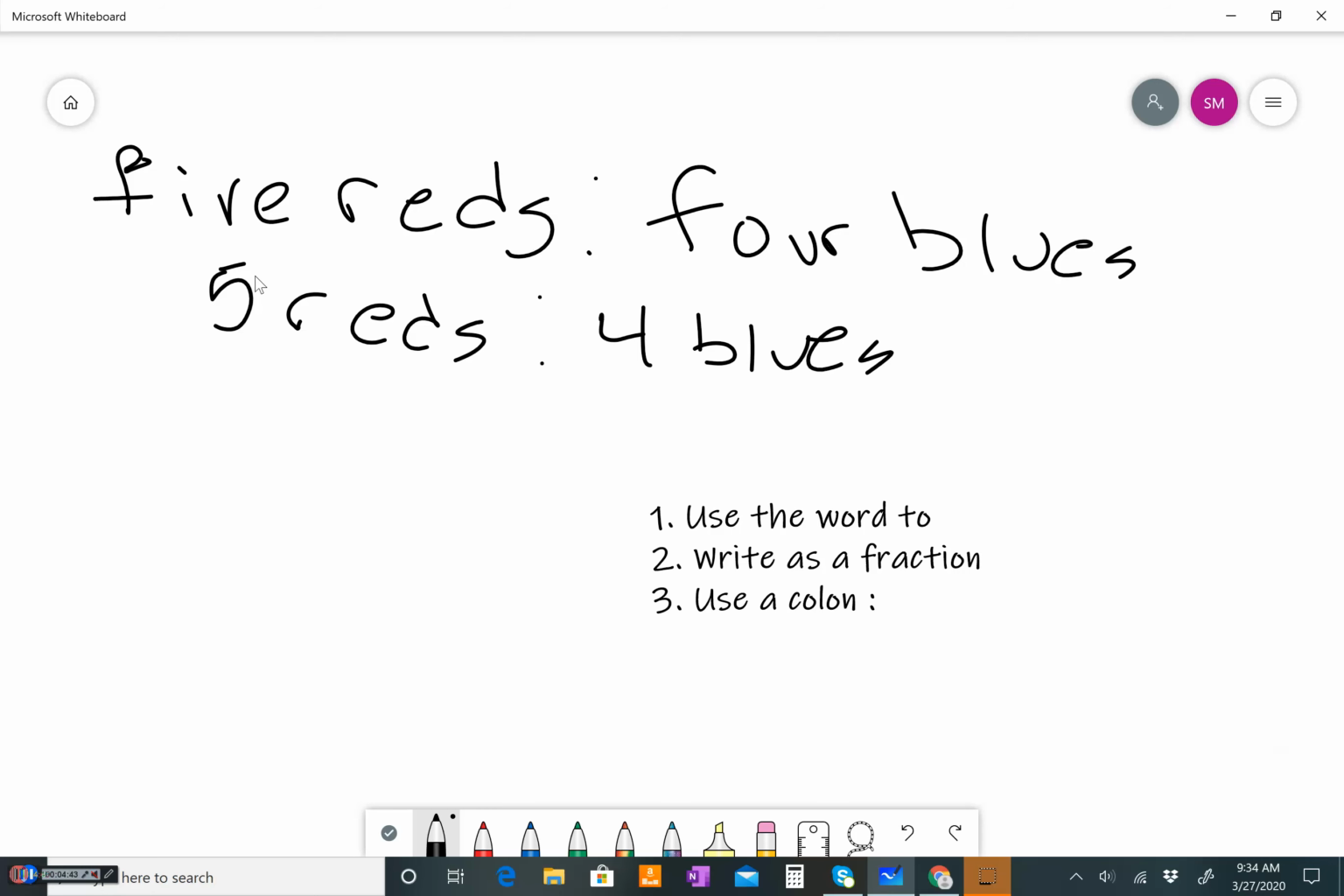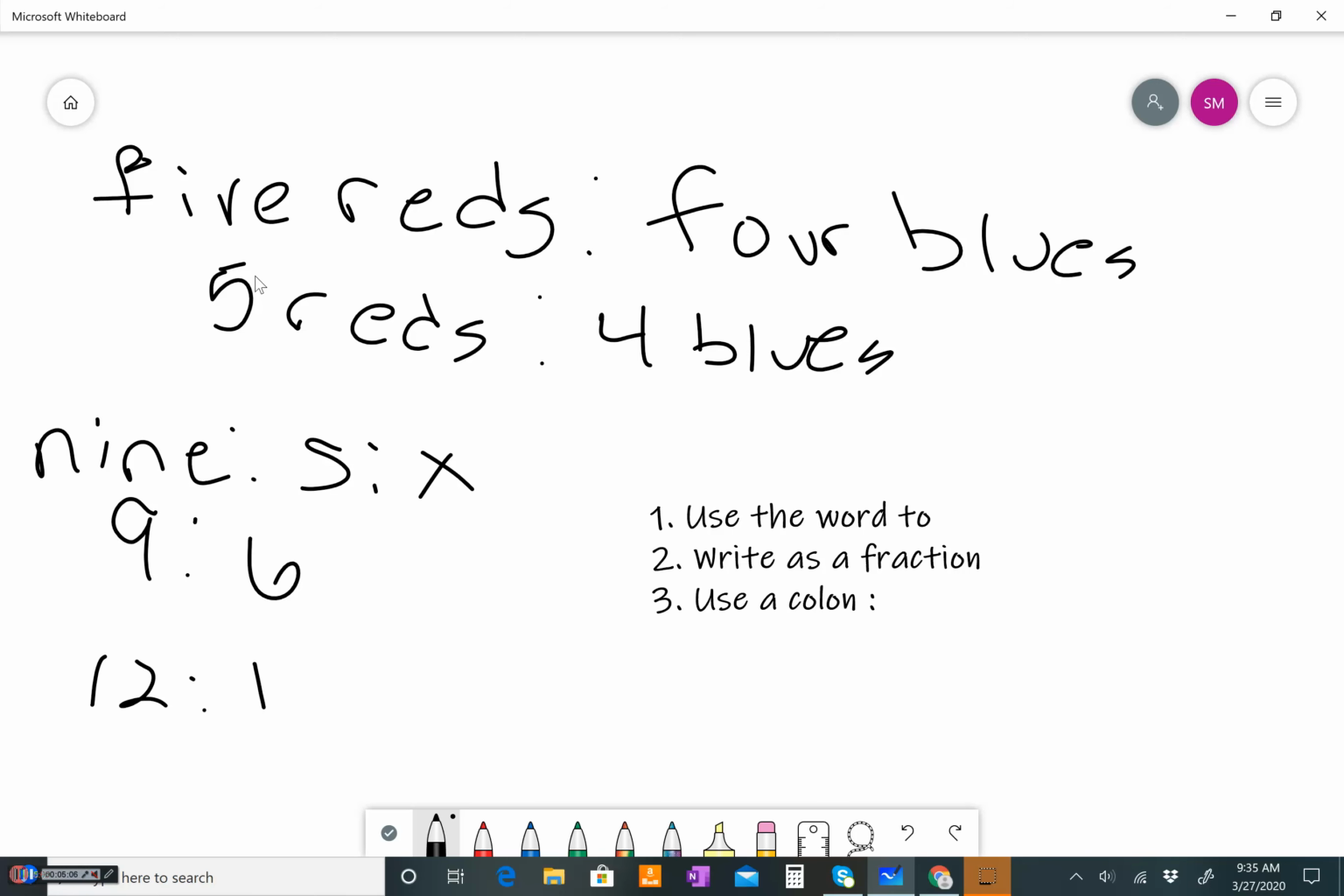Okay, 9 to 6. Again, they gave it in word form. The number 9 to 6, which is also acceptable as 9 colon 6. So this means the same thing. And then lastly, 12 to 1, which is simply 12 colon 1. All right, so they're the three forms.